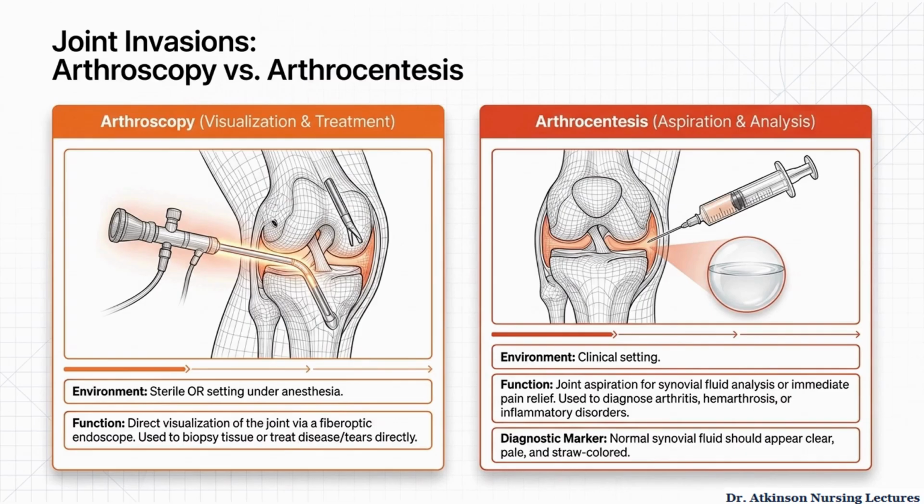Arthroscopy and arthrocentesis both enter the joint, but for different purposes. Arthroscopy is a sterile surgical procedure using a fiber optic scope to visualize, diagnose, and treat joint pathology, including biopsies, repairs, and loose body removal. Arthrocentesis uses a needle to aspirate synovial fluid for analysis or pain relief. Normal synovial fluid is clear and straw-colored. Bloody, cloudy, or purulent fluid is abnormal and may indicate trauma, inflammation, or infection.